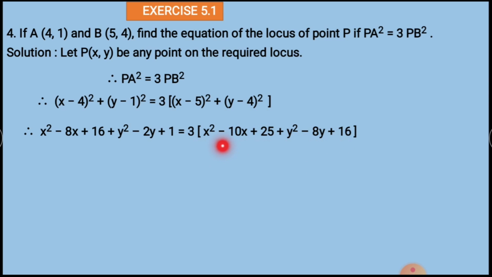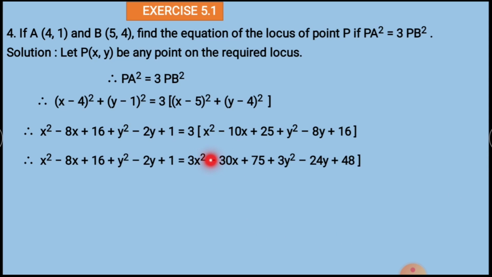Now we have to multiply each term by 3 to right hand side. So we write here 3 into x square as 3x square, 3 into minus 10x as minus 30x, 25 into 3 which is plus 75, 3 into y square as 3y square, minus 8y into 3 that is minus 24y, then 16 into 3 which is plus 48.